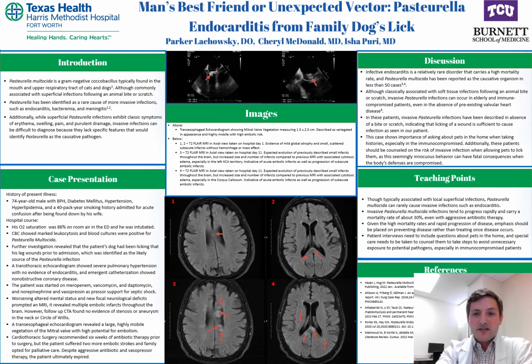And as such, patient interviews need to include questions about pets in the home, and special care needs to be taken to counsel them to take steps to avoid unnecessary exposure to potential pathogens, especially if they are immune compromised.